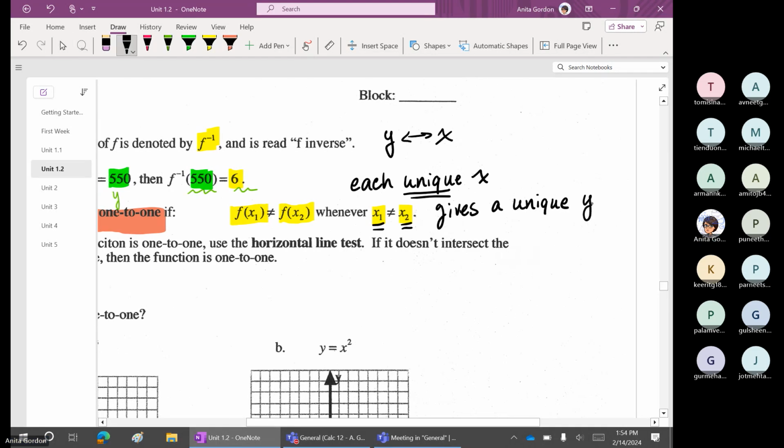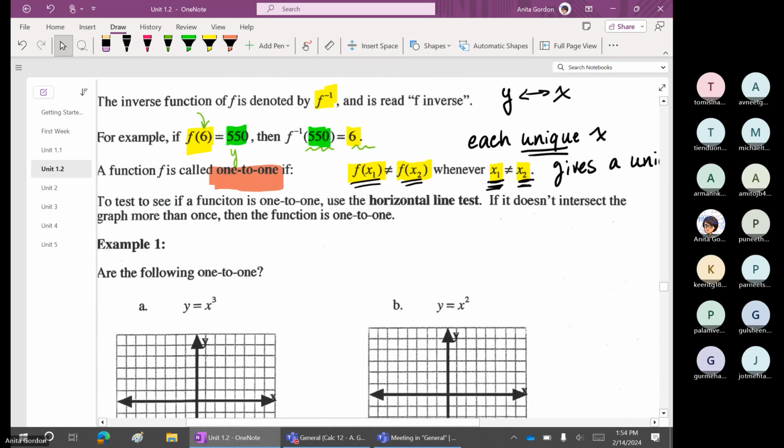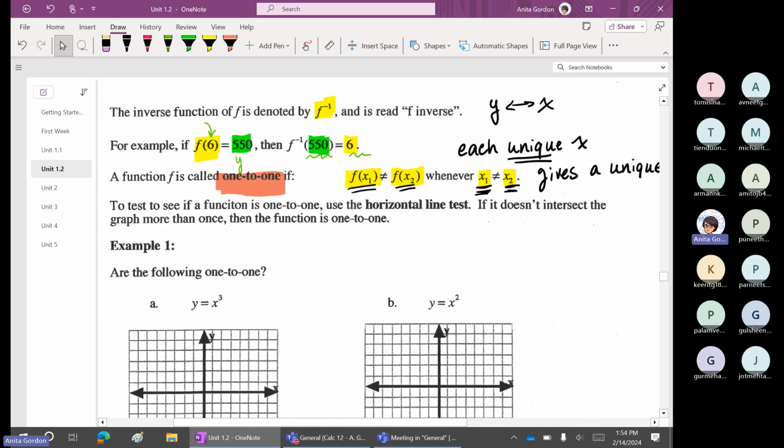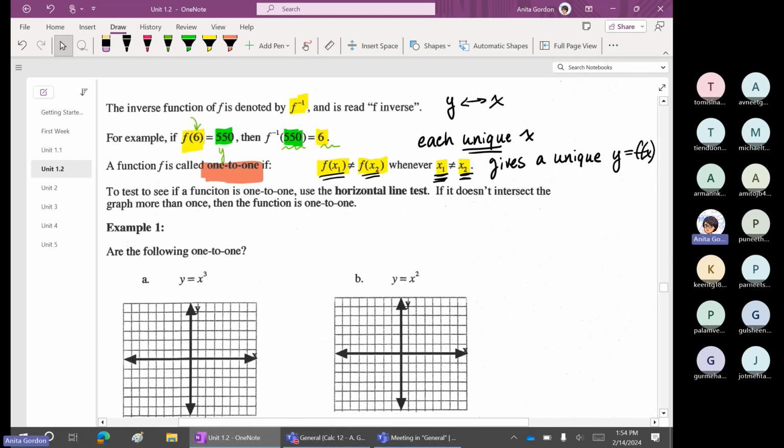y. Remember, y is f of x. So for any unique x1, it equals no other x2, and when I put it into the function, the outputs cannot equal each other either. All my x's are unique and all my y's are unique. Anybody remember this test? Horizontal line test and vertical line test.